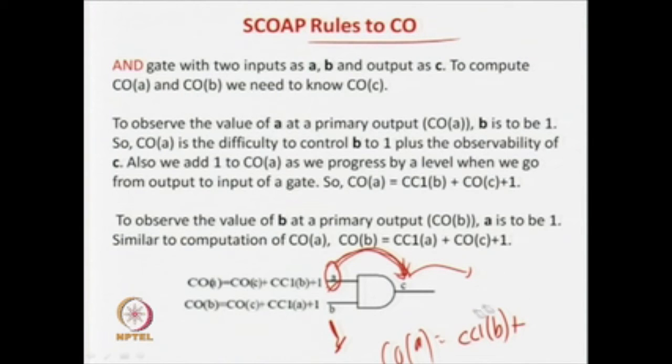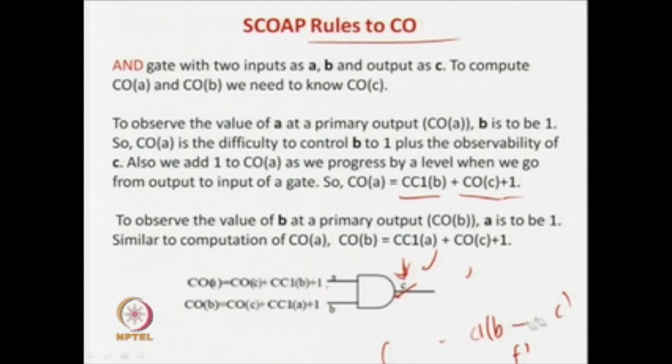That we know is equal to the combinational observability of C, because the combinational observability of C tells you how difficult it is to observe C at the primary output. So, we say that the combinational observability of A is equal to the combinational controllability of B to 1. You make B as 1, the value of A is reflected at C, and we know how difficult it is to observe the value of C at the primary output, that is CO of C. This one plus 1 you have to add, because there is a level shift. So, that is the value: combinational observability of A is equal to combinational controllability of B to 1, plus observability of C, plus 1 for the level shift. That is what is actually said in the line, what I have explained.